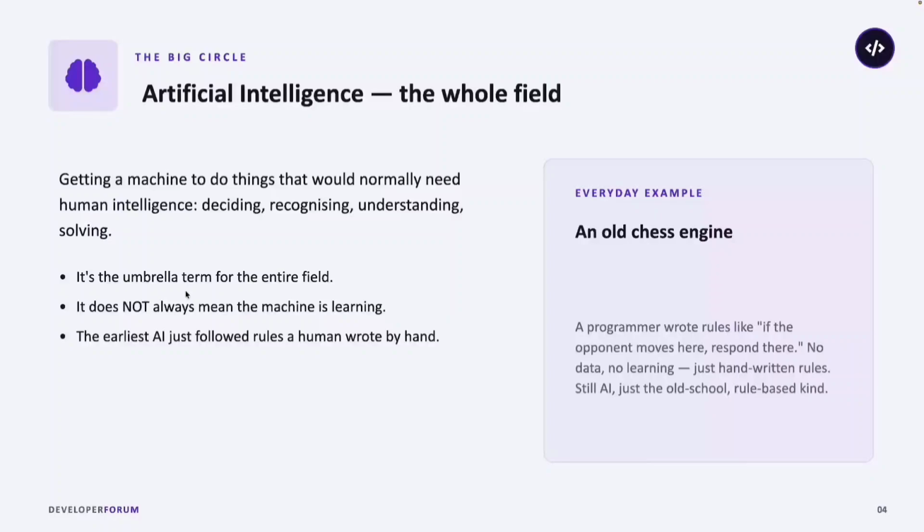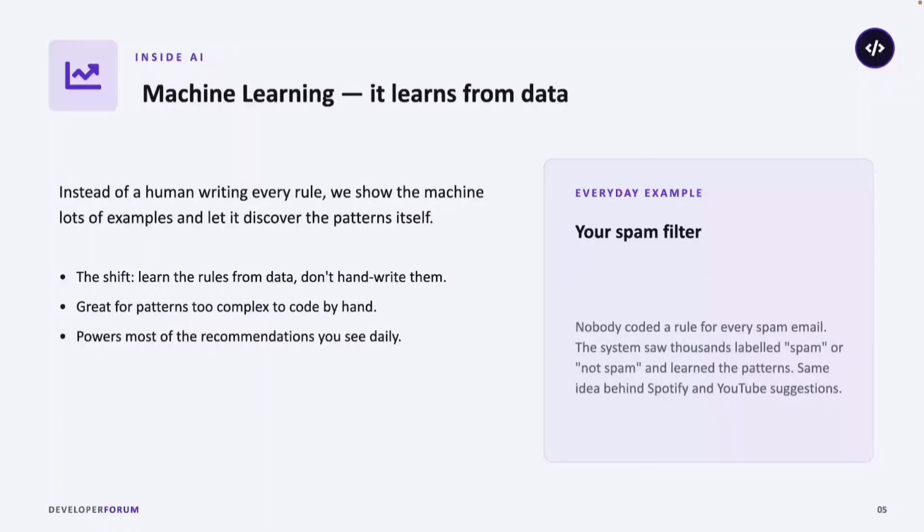Under the umbrella, there are many approaches, and one of the most powerful is the next circle, which is machine learning. Machine learning is where things get interesting, and it's the circle inside AI. The core idea is a shift. Instead of a programmer writing every rule by hand, we let the machine figure out the rules on its own. We feed it a lot of examples, it learns from the patterns, and it figures out the rules itself.